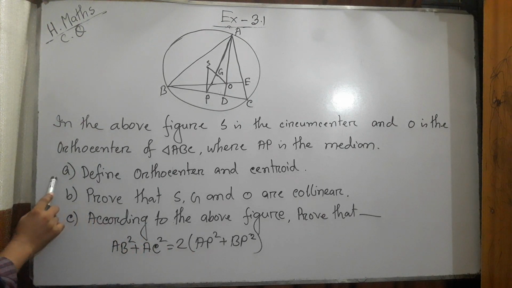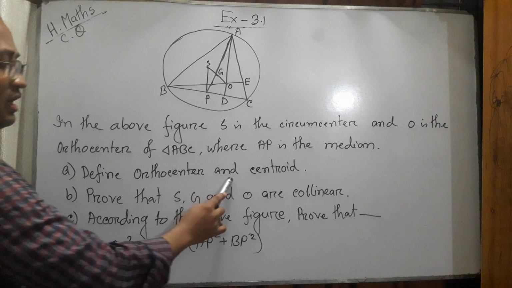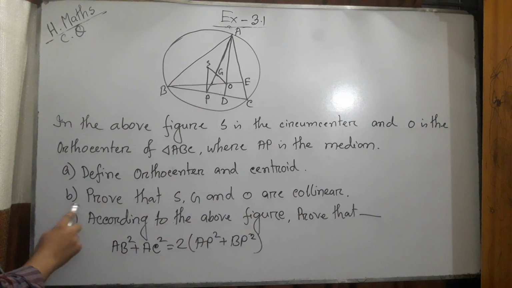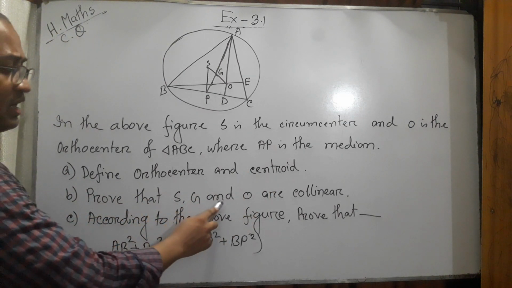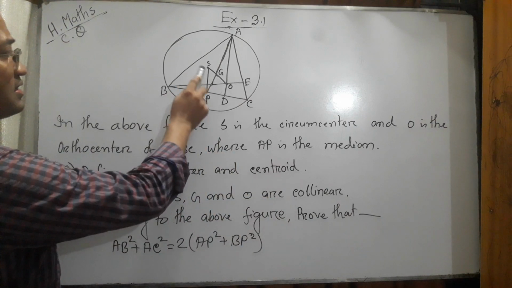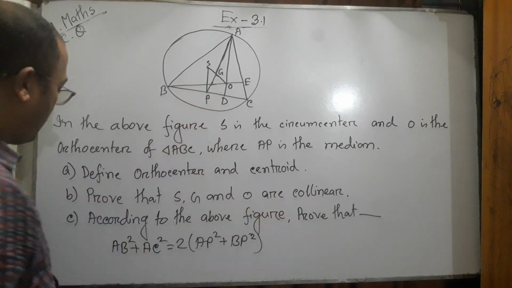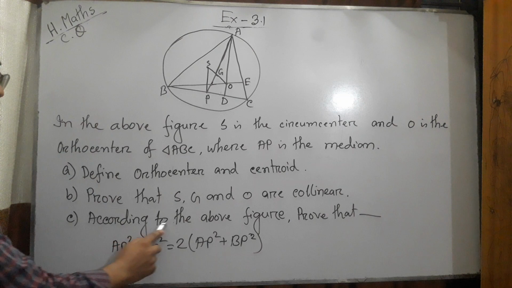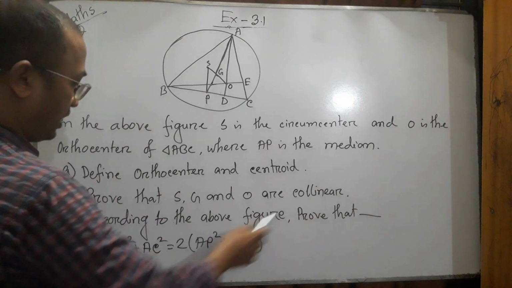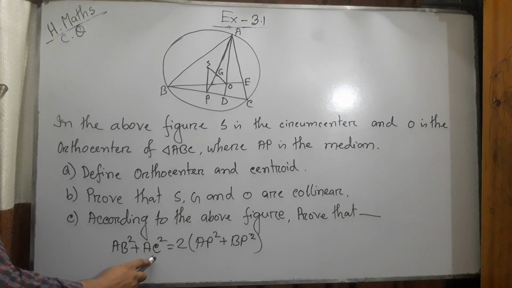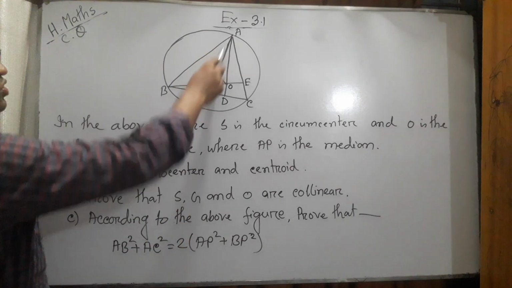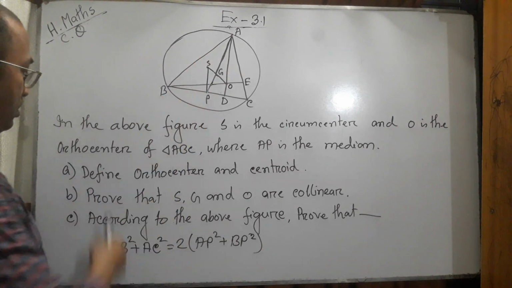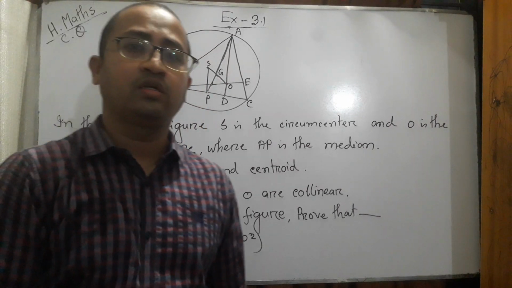Here we will prove: number A, define orthocenter and centroid. Number B, prove that S, G and O are collinear. And number C, according to the above figure, prove that AB square plus AC square equal to 2 AP square plus BP square. Now let's see the solution.